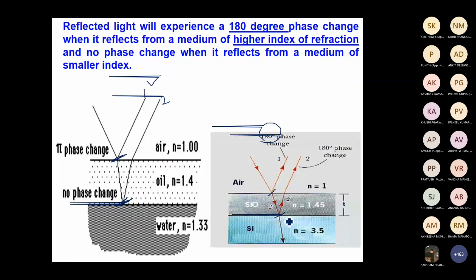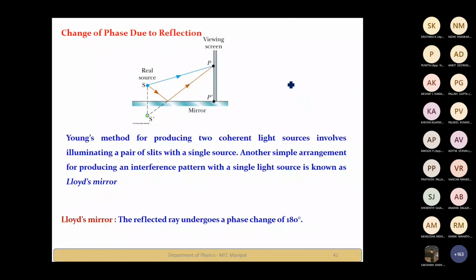A simple example is the Lloyd's mirror experiment. We all know that if you place a mirror and a viewing screen and you keep a real source, if you view from the point P, you will see as if there are two sources. Generally, there is only one source. The other one, called S dash, is the virtual source, right? So light will be arriving at point P, and another light wave will be arriving at point P. If you see from here, it gives an impression that it is coming from the mirror. Actually, it is not. It is due to the reflection.